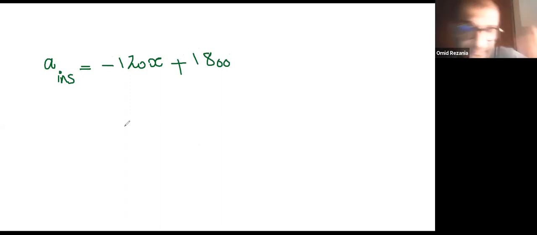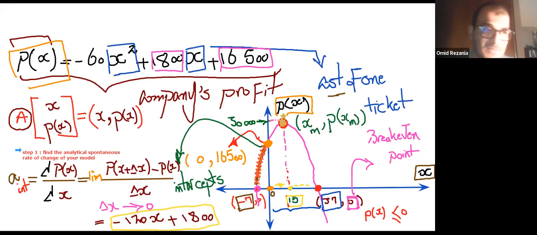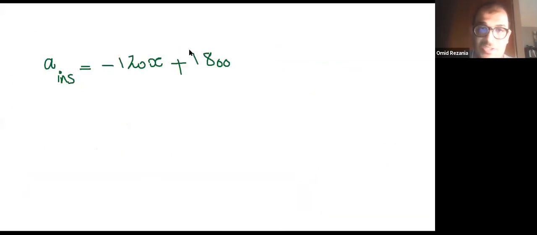Besides the physical interpretation, before I go to step number 2, because guys, we have done step number 1 so far. Step number 1 was to find the analytical instantaneous rate of change, and that's the thing which we have done. Step number 1 is finished. But I'm just going to do something before we move on.